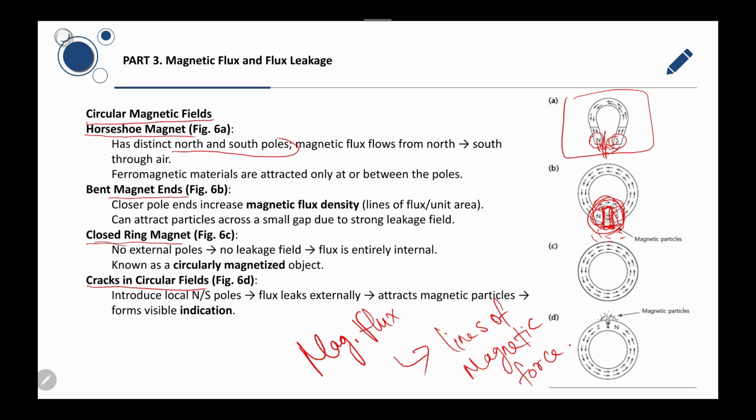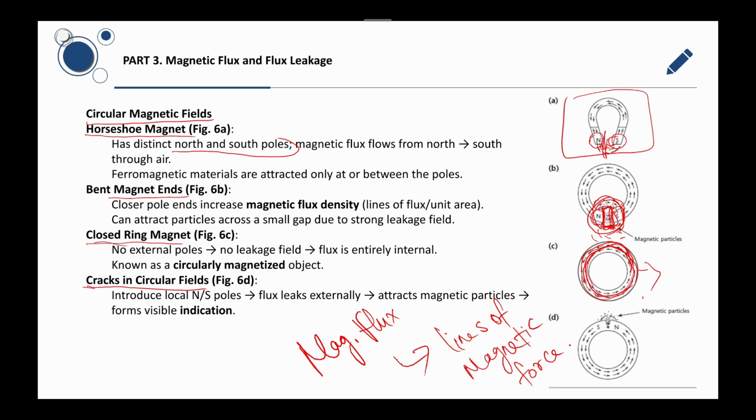Next one is the closed ring magnet. This is a crucial concept. A closed ring magnet has no external poles. Because there are no external poles, the magnetic flux is entirely internal, and there is no leakage field outside. This type of object is known as a circularly magnetized object. The magnetic field essentially runs around the circumference of the object. Next, cracks in circular fields.